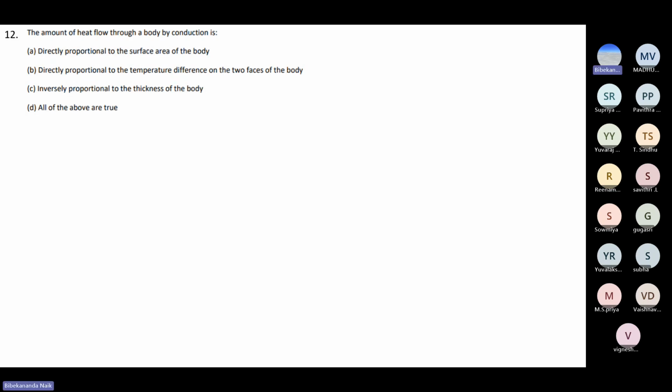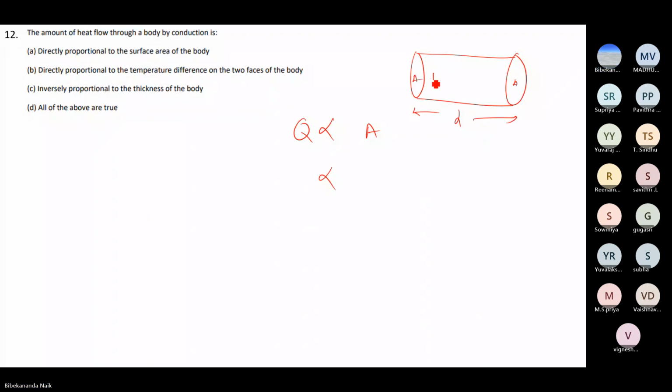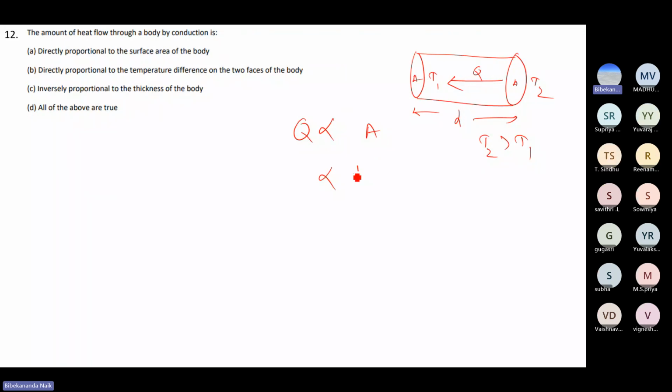As we had already discussed, the amount of heat flowing, Q, is proportional to the cross-sectional area. Suppose these are the two faces. This is A and this is D. This is T1, this is T2. When T2 is greater than T1, then heat will flow this way. So the amount of heat flowing is directly proportional to A, directly proportional to the temperature difference, and inversely proportional to the distance between the two faces.